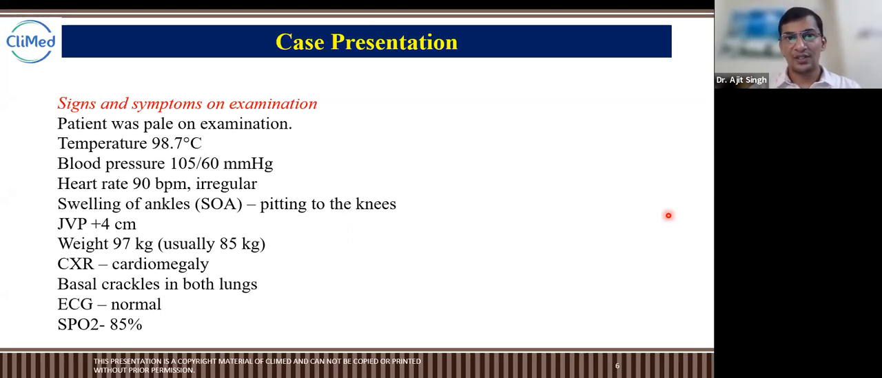And X-ray shows cardiomegaly, enlargement of the heart, with basal crackles in both lungs. So these are the typical signs. ECG normal, SpO2 85, almost normal, not greatly reduced.